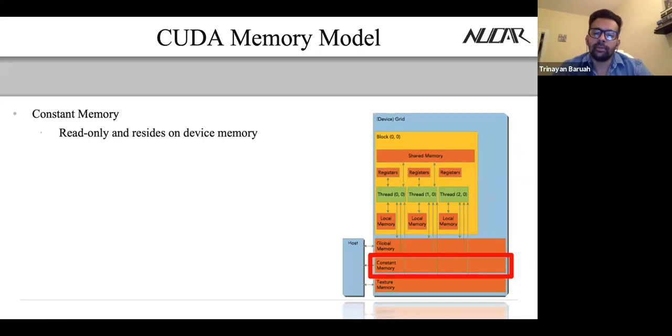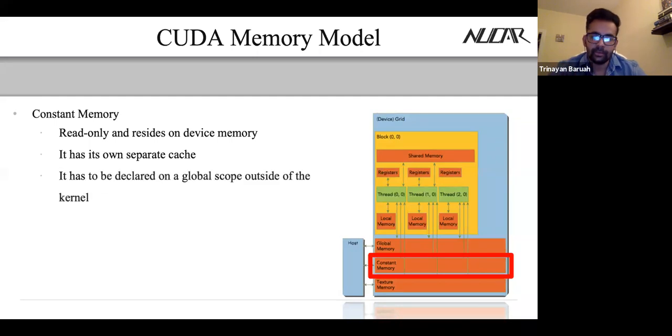So what is constant memory, right? We've been briefly talking about it. The basic idea of constant memory is that it's read only. That means that you cannot write to any part of memory that is located in the constant memory. It's not allowed by the programming model itself. There's a separate cache that is dedicated to constant memory. And the way you declare it is at a global scope, outside of the kernel.